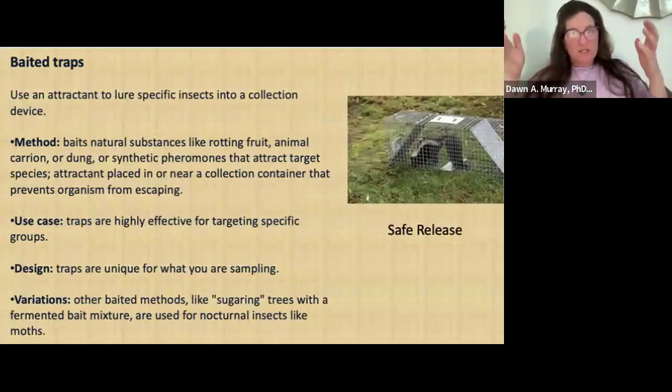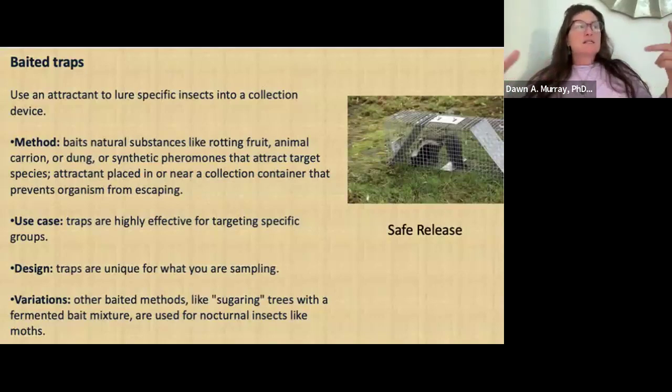Baited traps are just what they sound like. It's a trap that has bait and you're trying to catch something. We use this for trying to catch a skunk, let's say, that's in someone's basement, maybe a raccoon that's infested a garage. But it's also used by scientists to collect things.